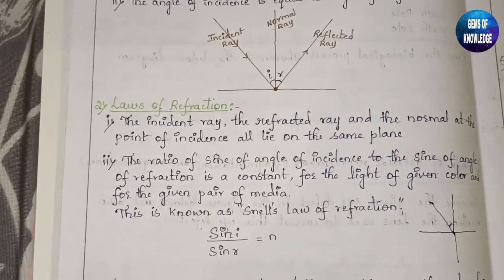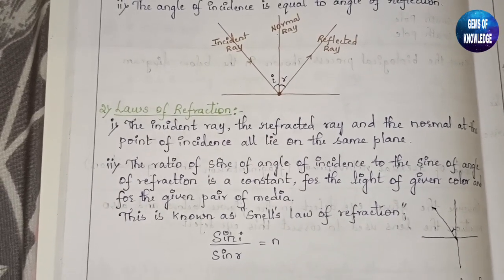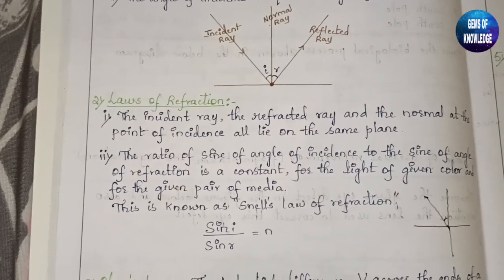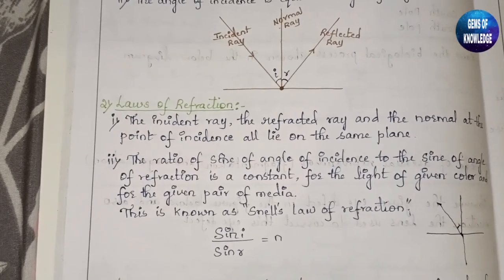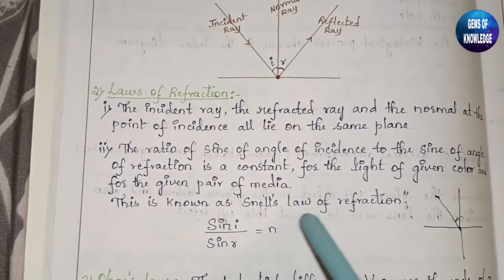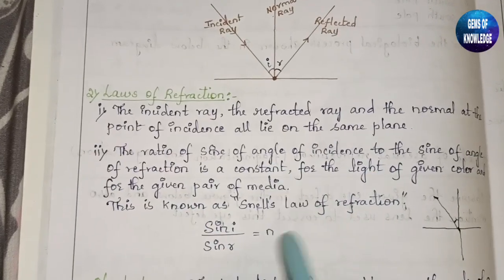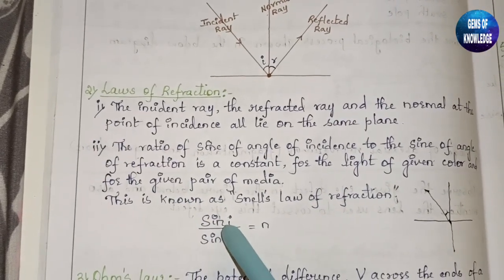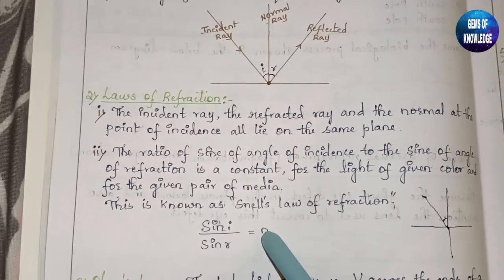Any pair of media means either it is passing through gases, or it is passing through a liquid like water, whatever media it is. This is also known as Snell's law of refraction. The mathematical form is sin i by sin r equals n, where n is a constant.